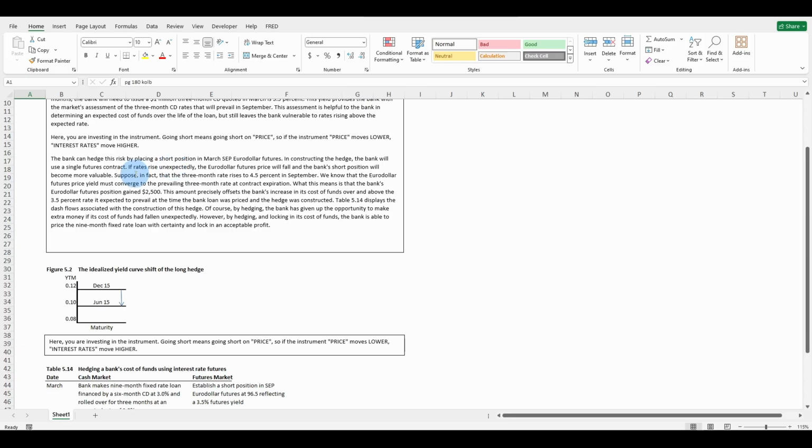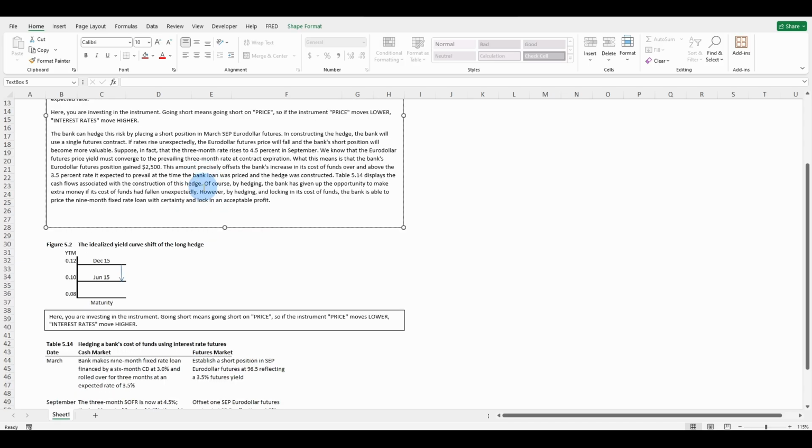Suppose, in fact, that the 3-month rate rises to 4.5% in September. We know that the Eurodollar futures price yield must converge to the prevailing 3-month rate at contract expiration. What this means is that the bank's Eurodollar future position gained $2,500. This amount precisely offsets the bank's increase in its cost of funds over and above the 3.5% rate it expected to prevail at the time the bank loan was priced and the hedge was constructed. Table 514 displays the cash flow associated with the construction of this hedge.